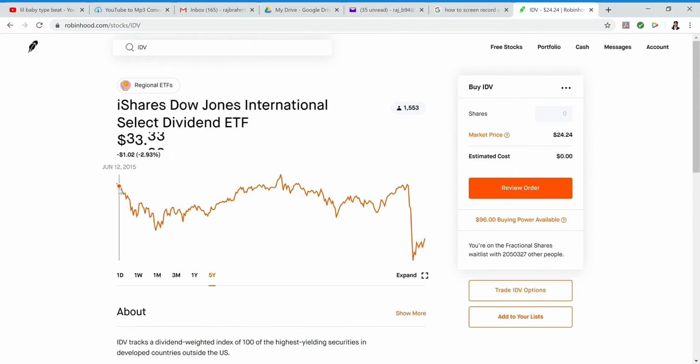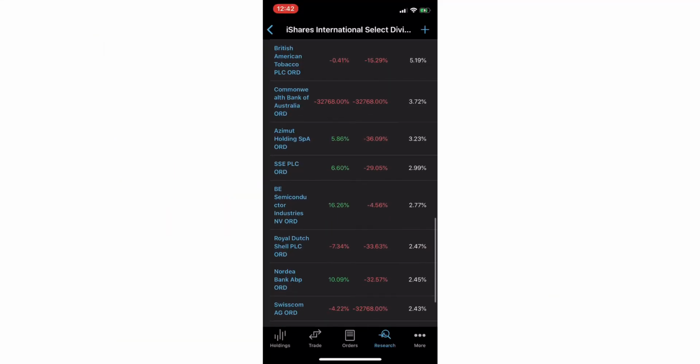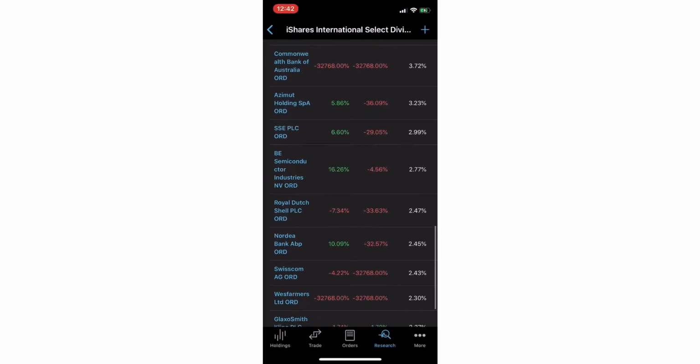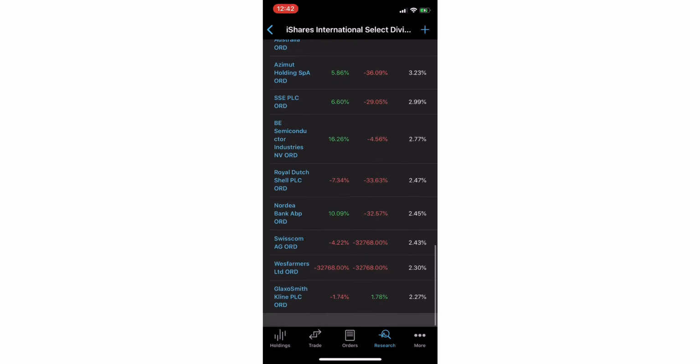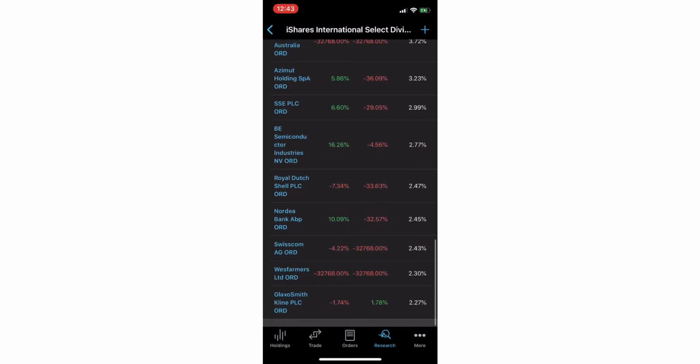Next, we got IDV. This is iShares Dow Jones. Again, it's reflective of the Dow Jones. This one kind of holds its value throughout time, but they also pay you a good dividend. Obviously, you can see the drop because of the coronavirus. These are the companies that are in it. These are international shares, so these are companies that are not U.S. based. But these are also really strong companies overseas.